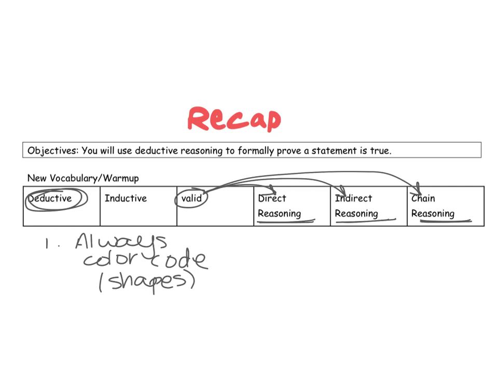Inductive reasoning is when we use patterns, and we use patterns all the time to make conclusions, but we cannot use that when we do proofs. Proofs are very specifically a deductive form of reasoning. So inductive is patterns, deductive is logic. So in your practice today, you will look at whether or not reasoning is deductive or inductive, and we'll also look at if different types of arguments are valid based on whether or not they meet one of those three forms of valid reasoning.